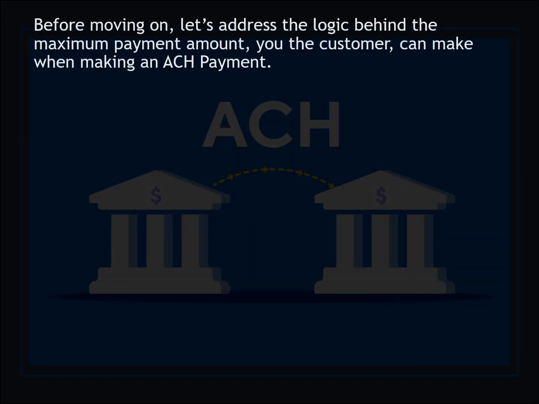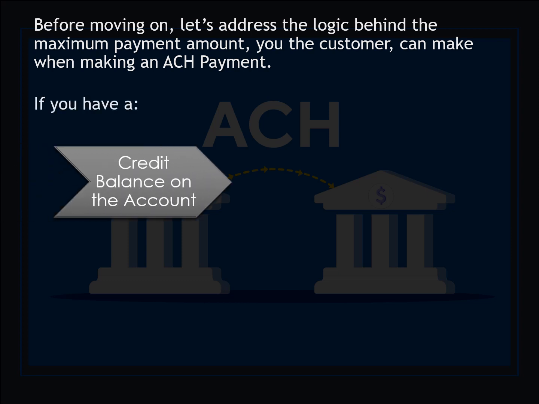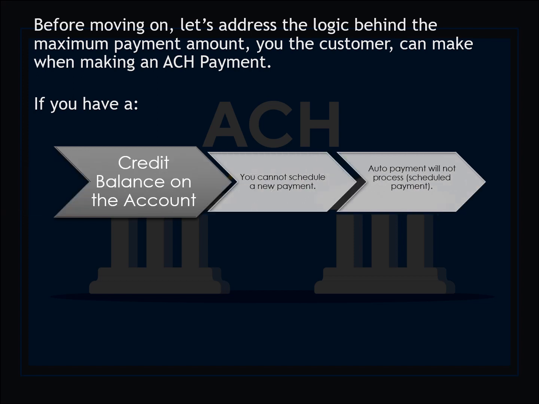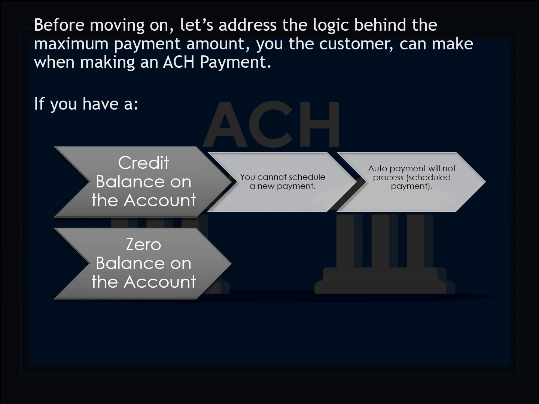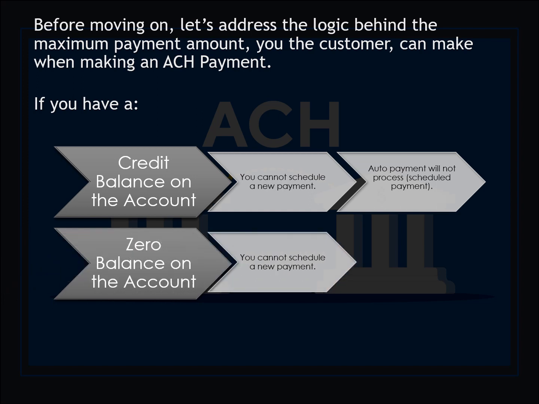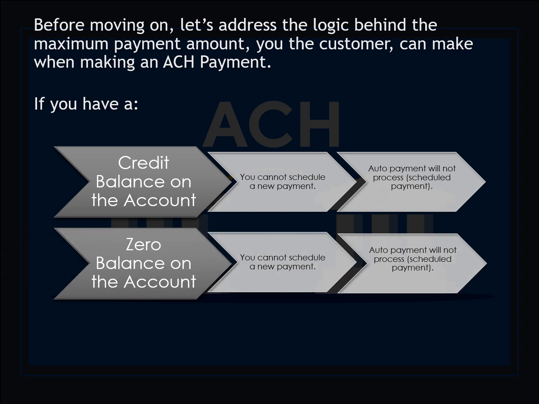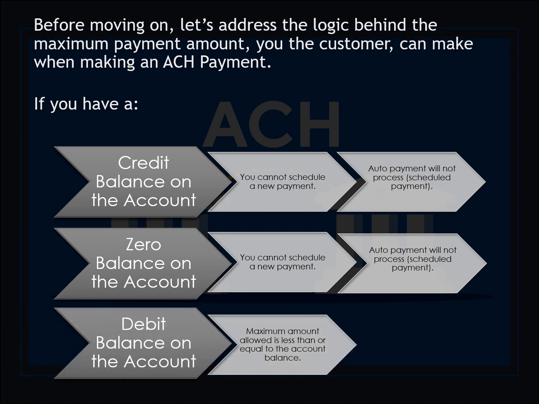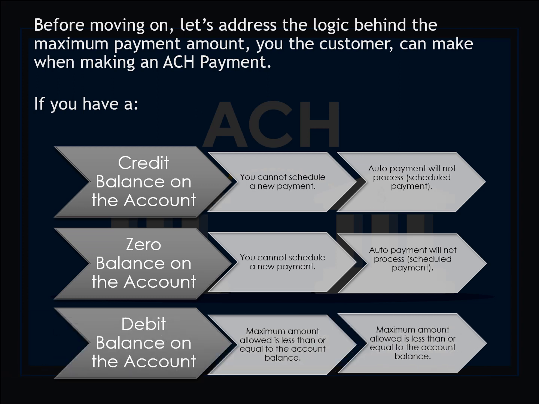Before moving on, let's address the logic behind the maximum payment amount you, the customer, can make when making an ACH payment. If you have a credit balance on the account, you cannot schedule a new payment. Auto payment will not process scheduled payment. Zero balance on the account, you cannot schedule a new payment. Auto payment will not process scheduled payment. Debit balance on the account, maximum amount allowed is less than or equal to the account balance. Payment will be processed as it was scheduled, which could result in a credit balance on the account.